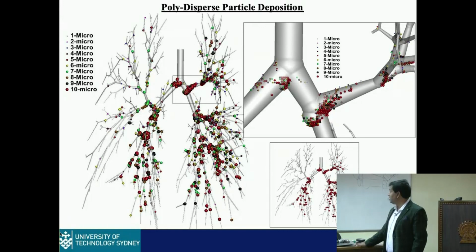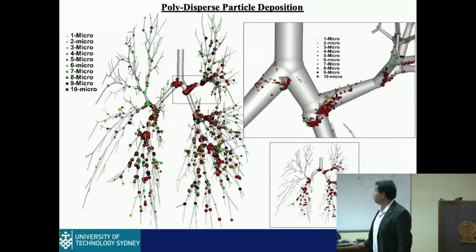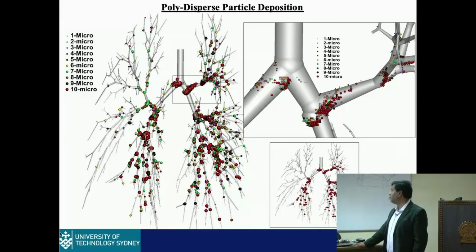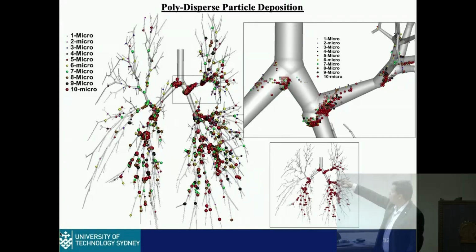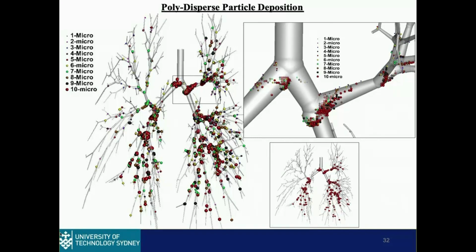And then we started. So, this is our first study for polydispersed particles, and we published it in the Scientific Reports journal. It covers 1 micron size particles to 10 micron size particles, and we can easily find here that the 10 means the red one. You can see the red particles are almost all in the upper airways, and the 1 micron, the small one, is actually going to the deeper airways. You can see it clearly from there.